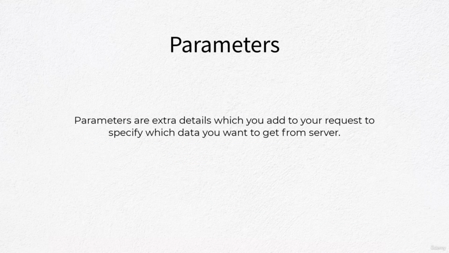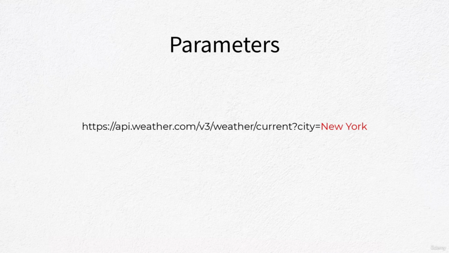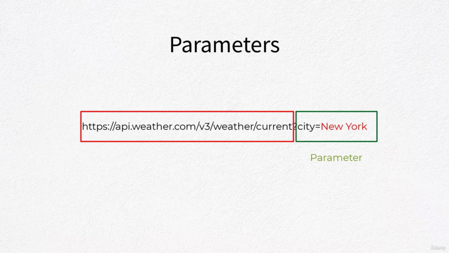And the next thing is parameter. So parameters are extra details which you add to your request to specify which certain data you want to get. So in case of our weather application, we are passing this parameter with the name city, and the value of this parameter will be the name of the city for which we want to get current weather data. So this part is the endpoint, and this part which is after this question mark is the parameter.